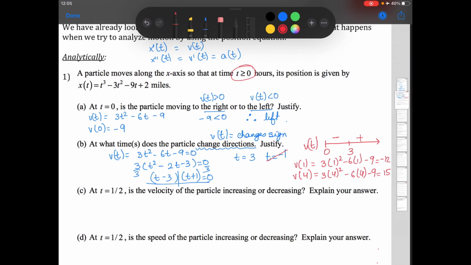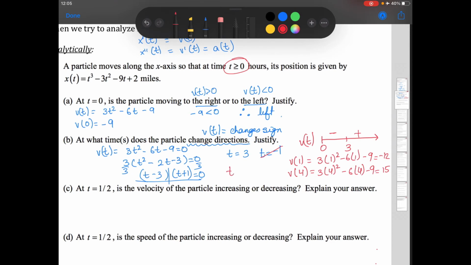So what does that mean? That since it is going from negative to positive at t equals 3, write this here, t equals 3, the particle is changing direction.